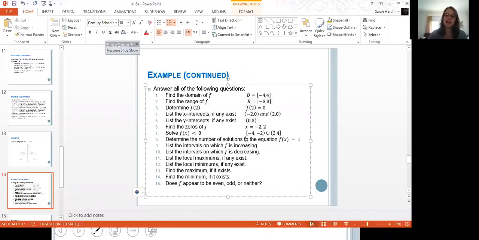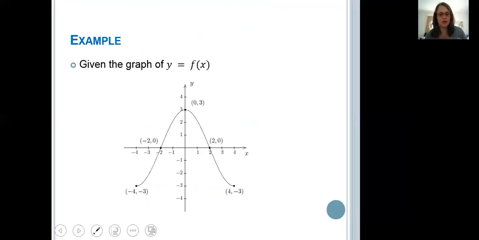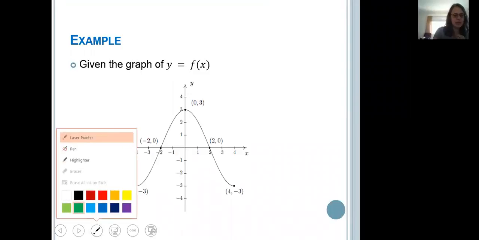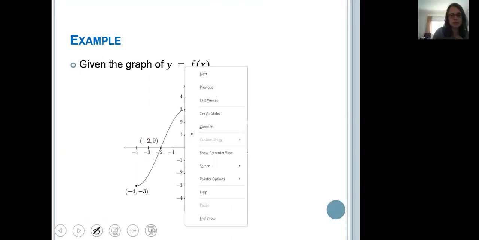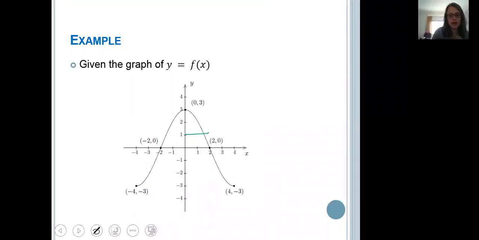Okay. Number 8 says, determine the number of solutions to the equation f of x equals 1. Notice it doesn't say solve this. It just says how many solutions are there? Well, let's think about what that means. f of x equals 1 means we're looking for points where the y coordinate would be 1. So there would be 1 right here and 1 right here. Yeah? So there are 2 of them.